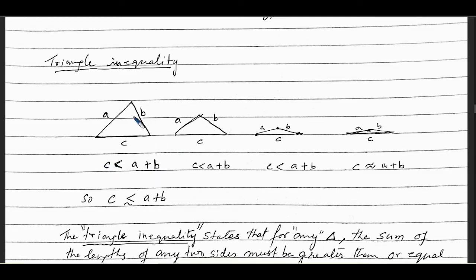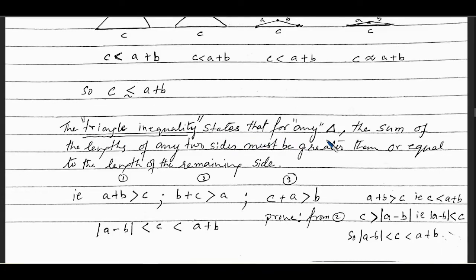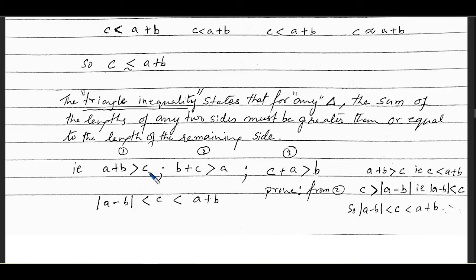Now if I bring this point closer, say here, this condition still holds. If I bring it very close, still it will hold. And if this point almost falls on the line C, then C will be approximately equal to A plus B. So C is less than or approximately equal to A plus B. The triangle inequality states that for any triangle, the sum of the lengths of any two sides must be greater than or equal to the length of the remaining side. So A plus B is greater than C. Here A plus B is greater than C.